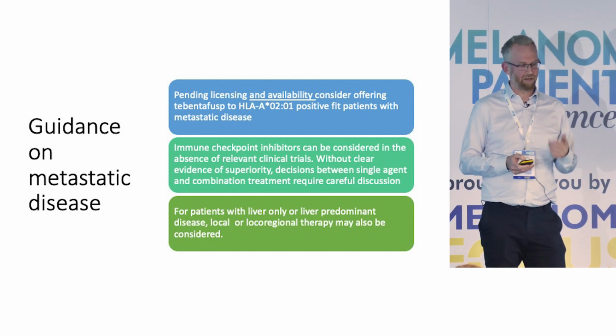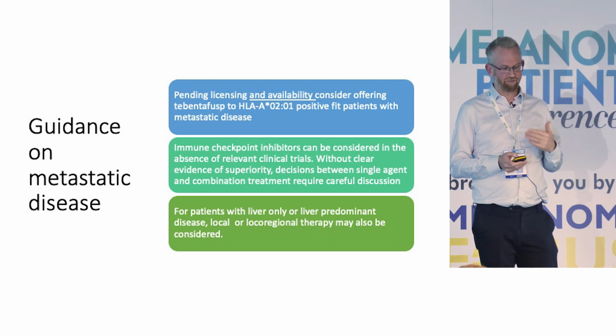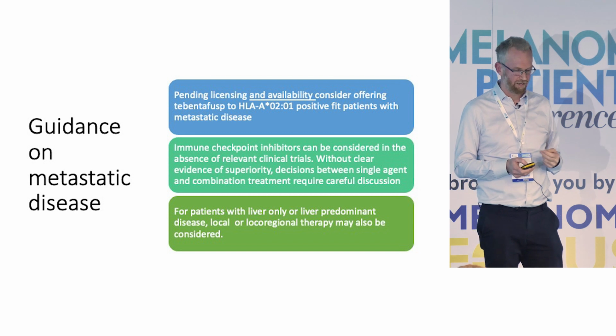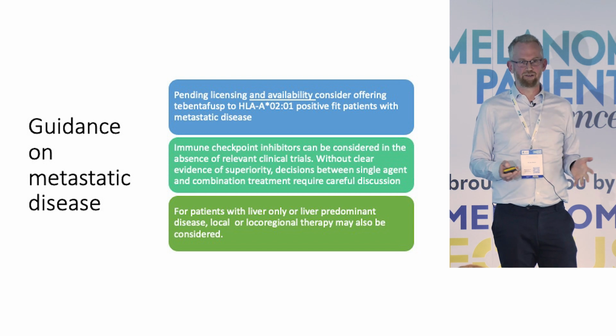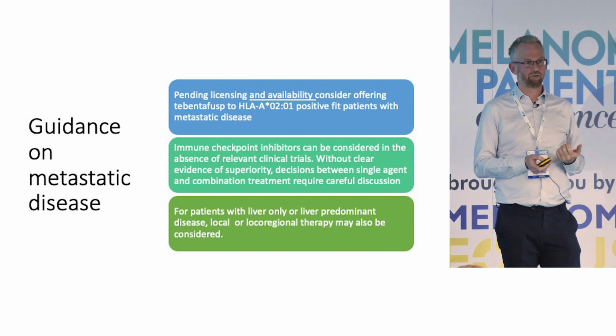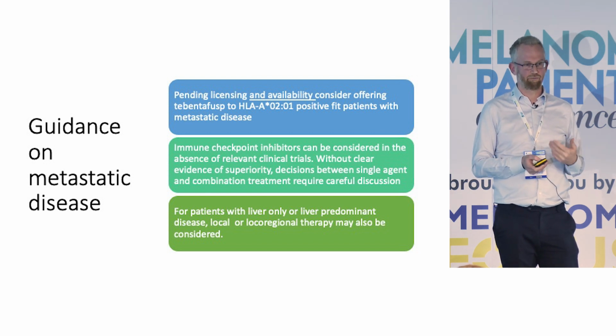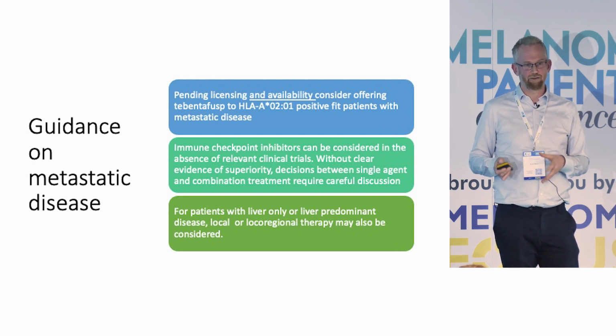With the pending licensing and availability, the guidance is to consider offering Tebentafusp to HLA-A*02:01 positive fit patients with metastatic disease. But obviously, we don't have that availability at the moment. The second one is to consider immune checkpoint inhibitors in the absence of a relevant clinical trial. And as I've said, unfortunately, immune checkpoint inhibitors benefit is really quite slim. And then for patients with liver-only or liver-predominant disease, we can consider local or locoregional therapy. Now, that is mostly unfunded.